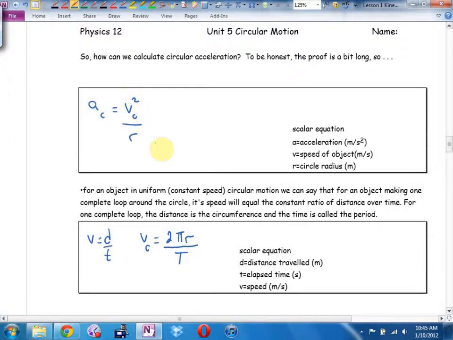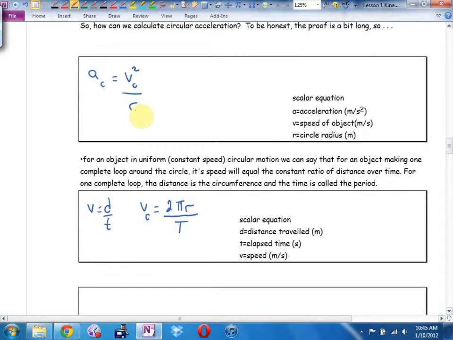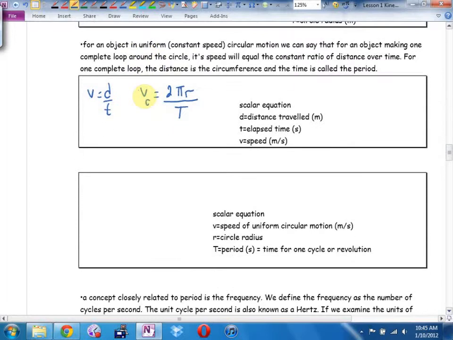Hey, what if I plug this into there? I get this. That's V squared over R still. I'm not going to bore you with the algebra. Well, some of this we can get. What's 2 squared? What's pi squared? Just plain old pi squared. What's r squared? Well, how many r's are on top? 2. How many r's are on the bottom? 1. You're going to have 1 r left behind and a T squared on the bottom.